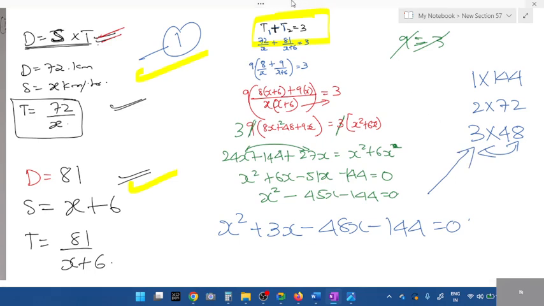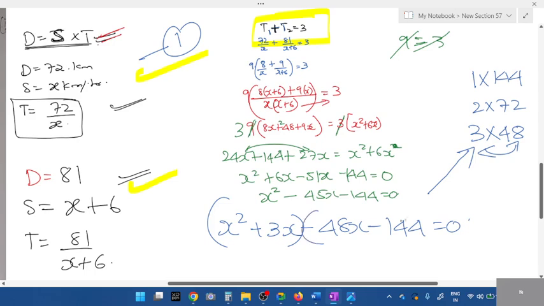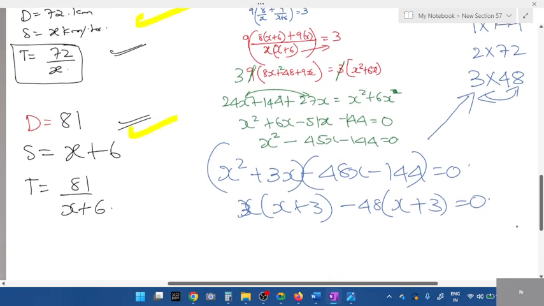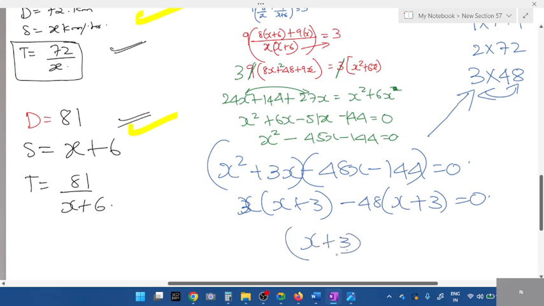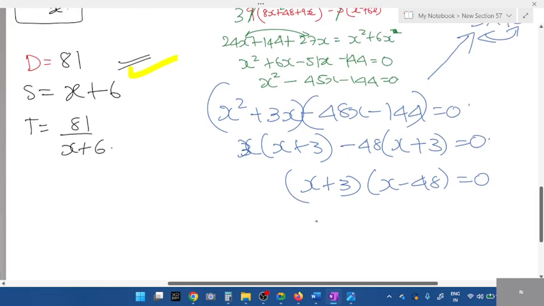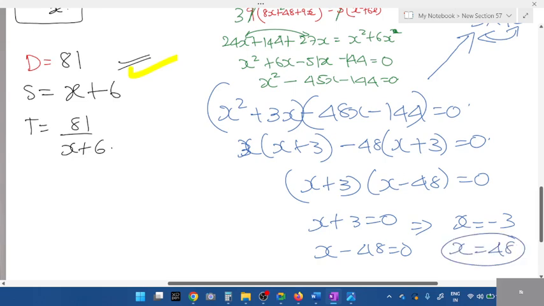That is how they have set the paper in word problem. So you take x common, x plus 3 and minus 48 into 3. You get the answer. 48 common, x plus 3. So what's the answer, students? X plus 3 into x minus 48 is equal to 0. If you do it separately, x plus 3 is equal to 0, x minus 48 is equal to 0. Therefore, what is x value? X is minus 3 and x is equal to 48.